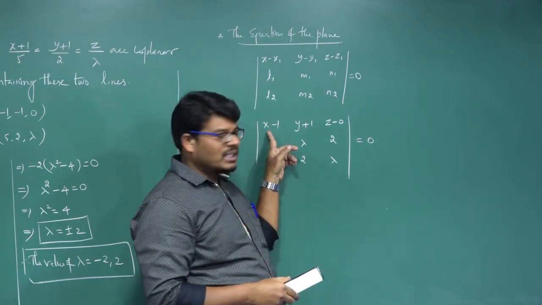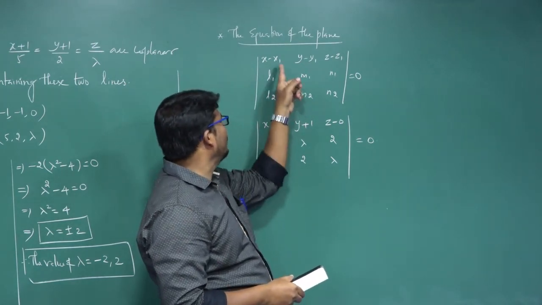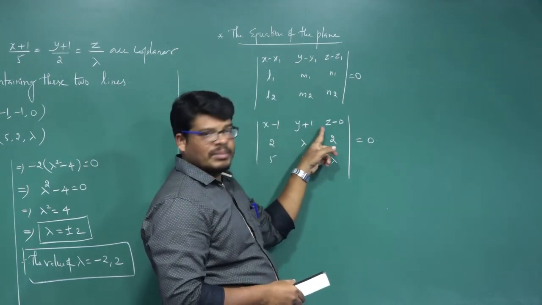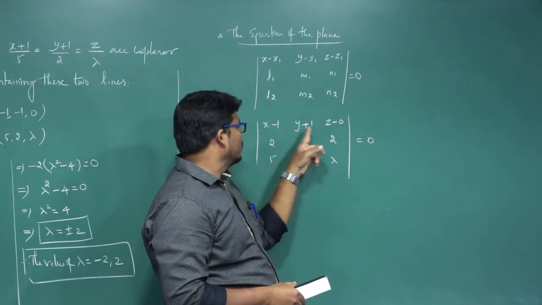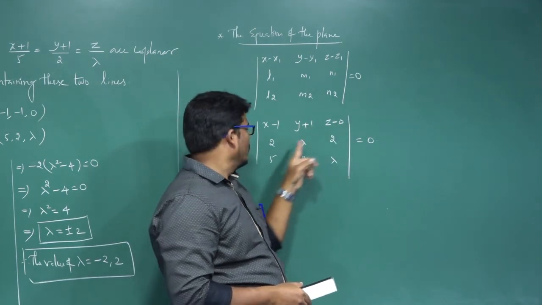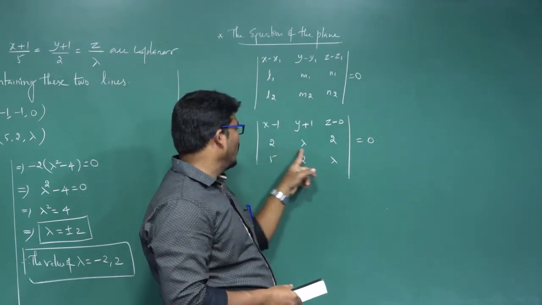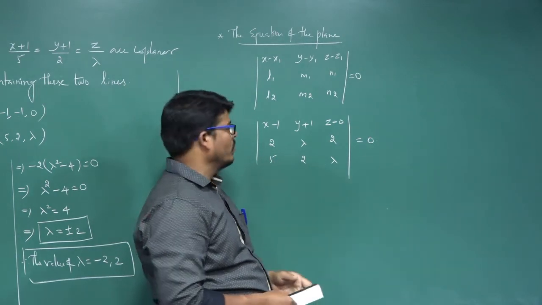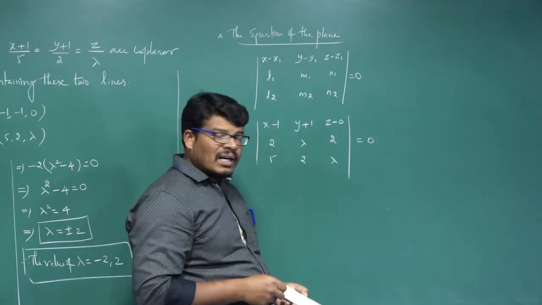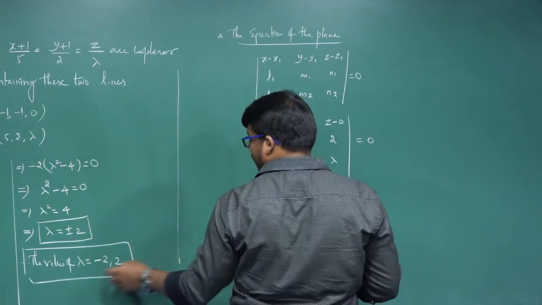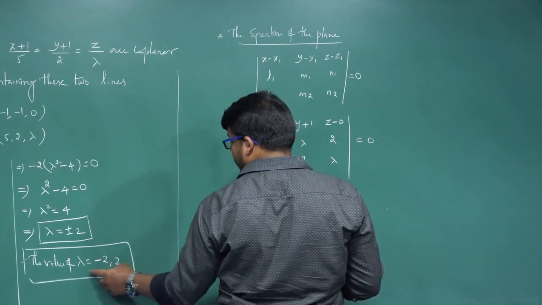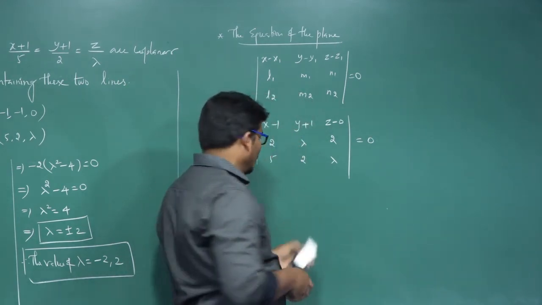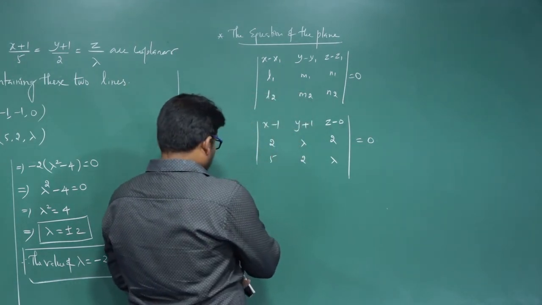Now write it in Cartesian form. Taking the first point x1, y1, z1 as 1, minus 1, 0, and L1, M1, N1 is 2, lambda, 2, and L2, M2, N2 is 5, 2, lambda, equal to 0. From the result we already found, lambda equals plus or minus 2. Now case 1.